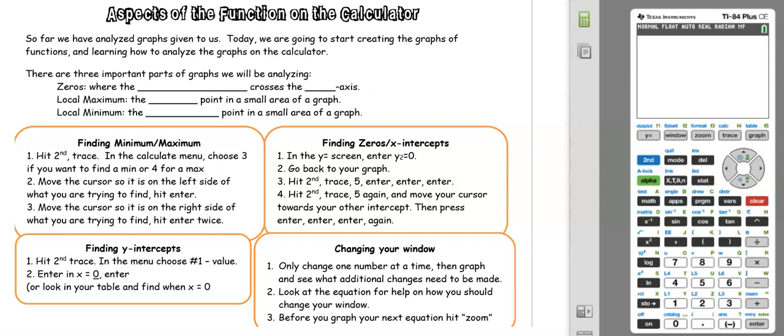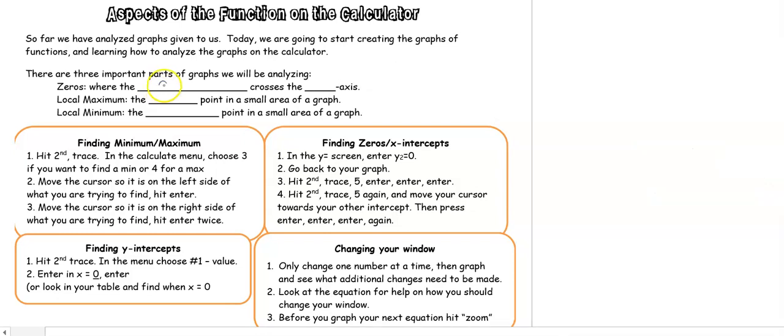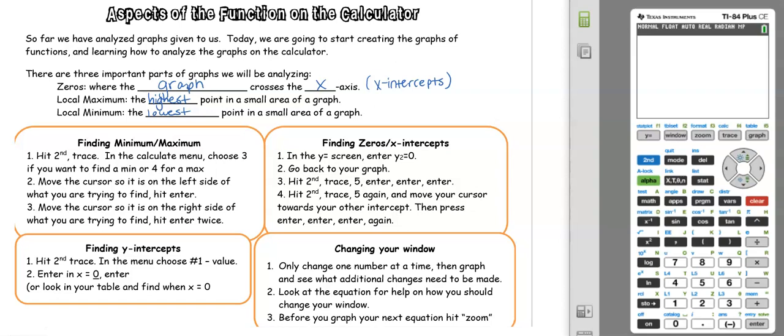The zeros are where the graph or the function crosses the x-axis. So this is a fancy word for the x-intercepts. The local maximum is the highest point in a small area of the graph. The local minimum is going to be the lowest point in a small area on the graph.